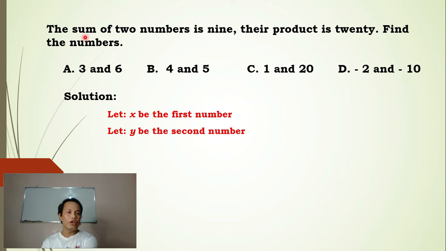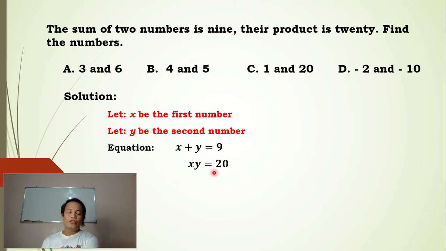So now, to represent the sum of two numbers, we have to translate this statement into an equation. The sum of two numbers is 9. So we have here the first number and the second number, and the sum of these two numbers is 9. We can write this statement as x plus y equals 9. If we add the first number and the second number, that would be equal to 9 according to this statement. Then of course, the second statement, their product is 20. So if we multiply the first number and the second number, the result is 20. So this is now our first equation and this is now our second equation.